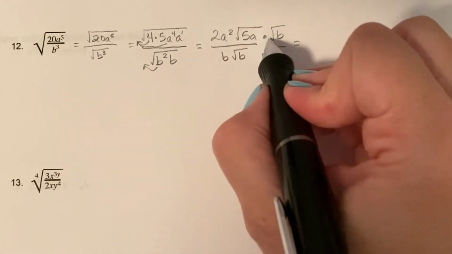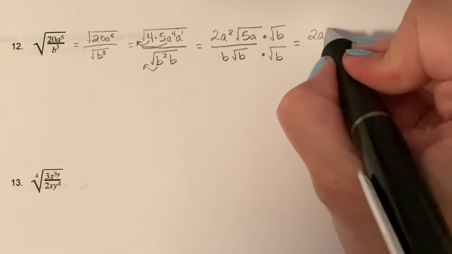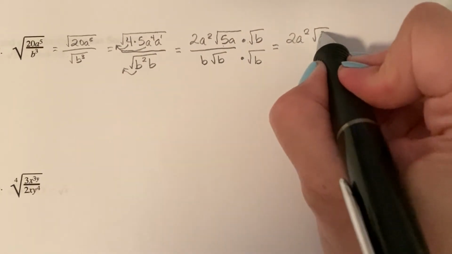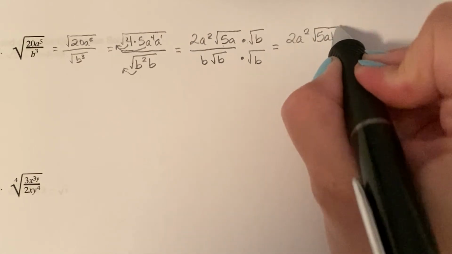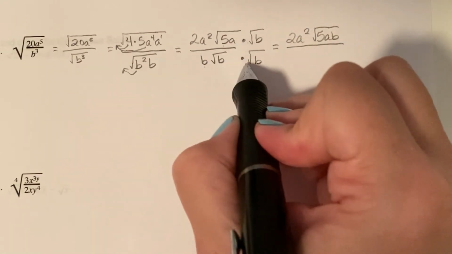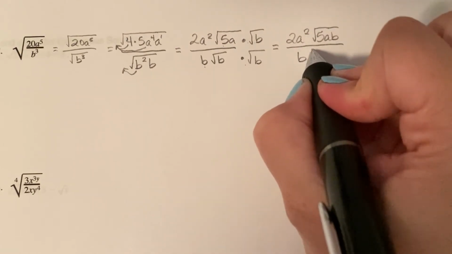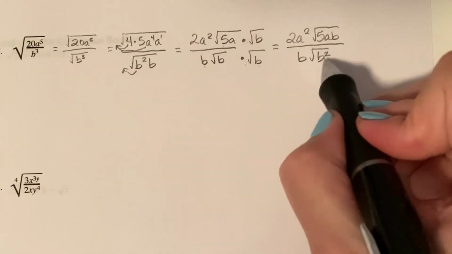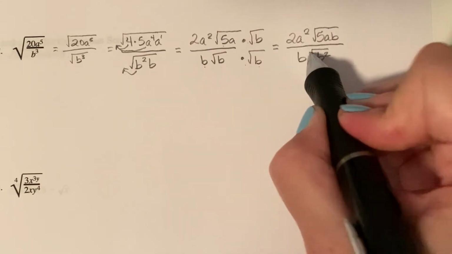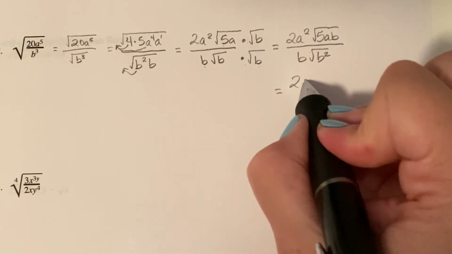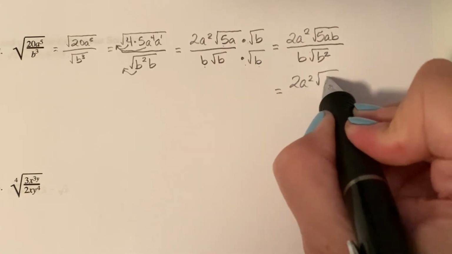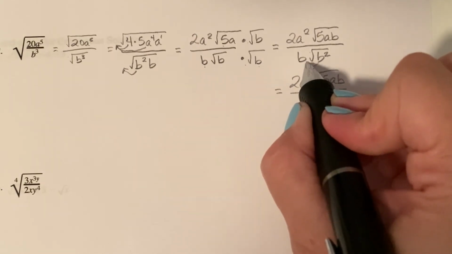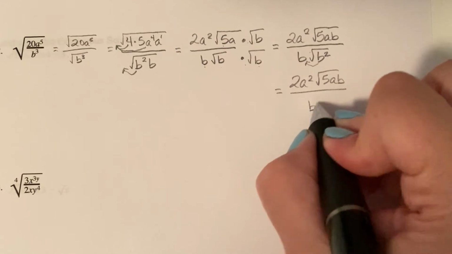Okay, outside times outside, 2a squared. Inside times inside, 5ab. Outside times outside, b. Inside times inside, b squared. Okay, so this square is divisible by 2. So our final answer is 2a squared root 5ab over, pull that out, it'll be b times b, so b squared.